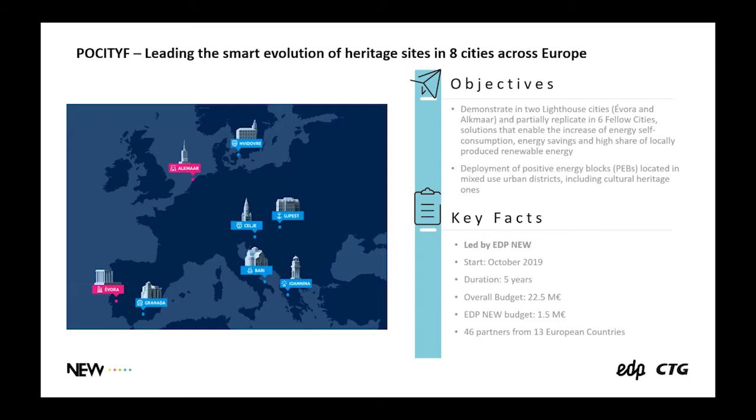And it's located in mixed urban districts or blocks, but this project gives a special attention to the cultural heritage ones. Some key facts of the project: basically it is coordinated by us, by EDP New. It started in October 2019 with an expected duration of 5 years, a total budget of 22.5 million, and we are a huge consortium working on the project, 46 partners from 13 different European countries.